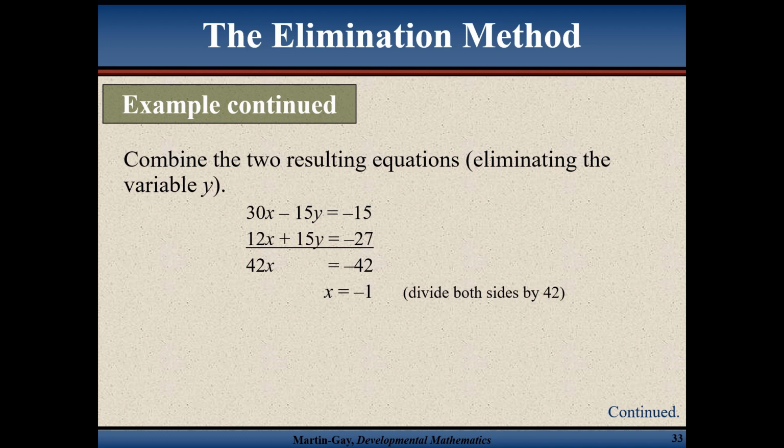15 minus 15, we should give it 0. So the y's are eliminated. Equal negative 15 plus negative 27, negative 42. You divide both sides by negative 42 and you get negative 1.